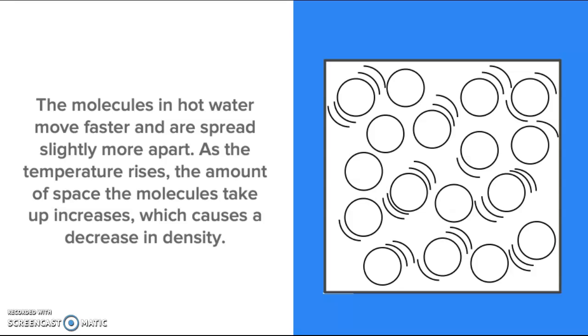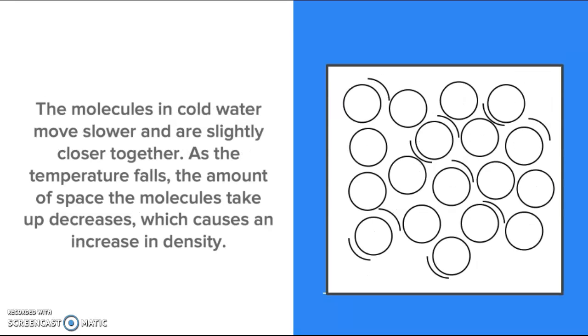Now, in the bottom right corner, you're going to draw the molecules for the cooler water. So you notice there's less lines showing they're moving slower and they're getting closer together. So now we're going to show less space between those molecules. And then answer that final question at the bottom. What happens to the density of molecules as water is warmed or cooled?